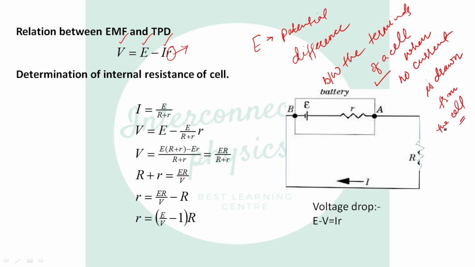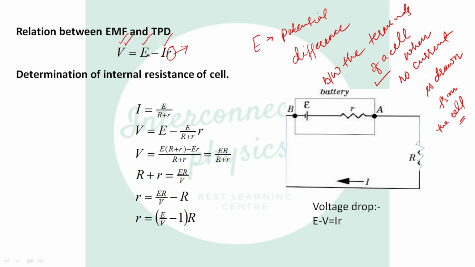For example, a new cell from the market, when it is not in use, then the potential difference of that cell is called the EMF of the cell. But when that cell is used in some circuit, in some torch, in some battery or in any kind of circuit and some current is drawn from that cell, then the left potential difference between the terminals of a cell is called the terminal potential difference.